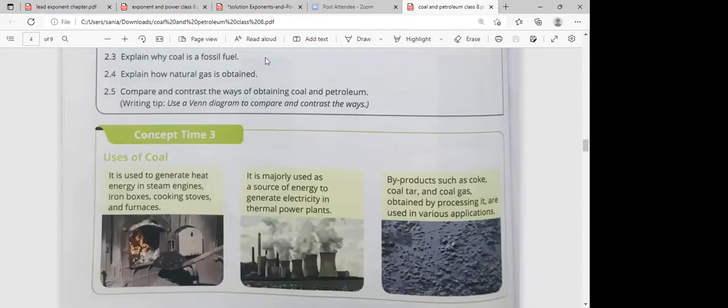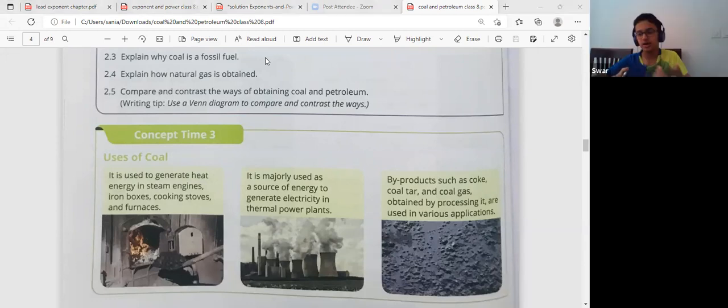Okay, so you can bring your science notebook. We'll start with science. Yes, ma'am. I already brought it.